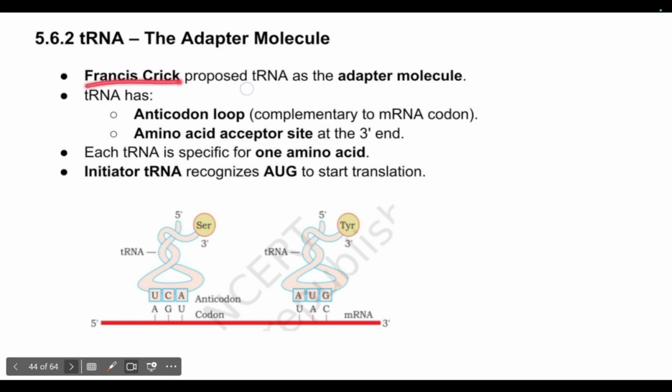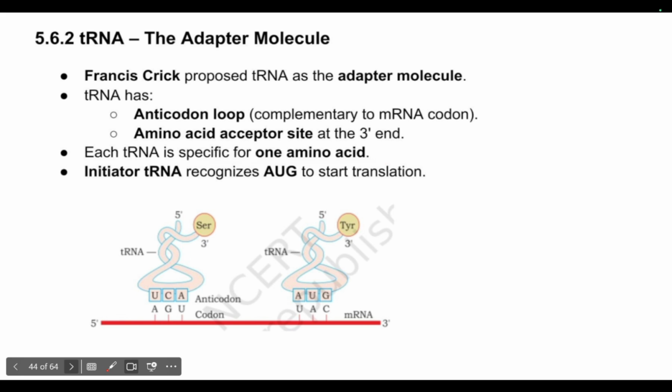Francis Crick proposed tRNA as the adapter molecule. If we see the structure of tRNA, it has an anticodon loop and an amino acid acceptor site. The 3' end is the amino acid acceptor site, whereas the anticodon loop binds to the codon present on mRNA. Each tRNA is specific to one amino acid, so for each amino acid there will be a separate tRNA.